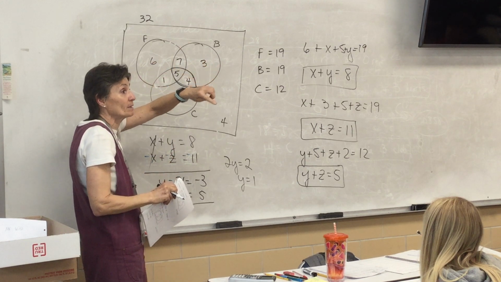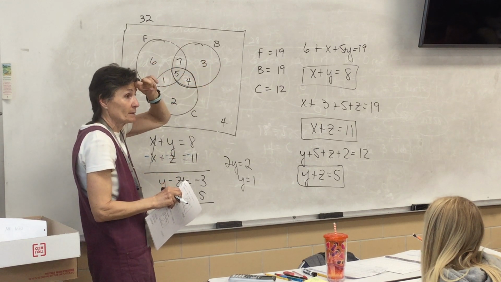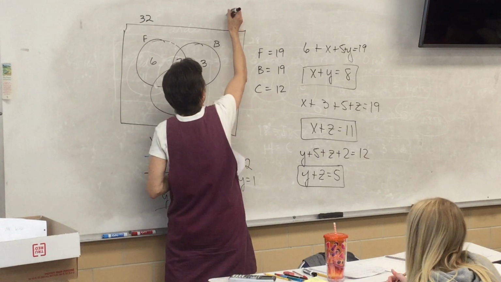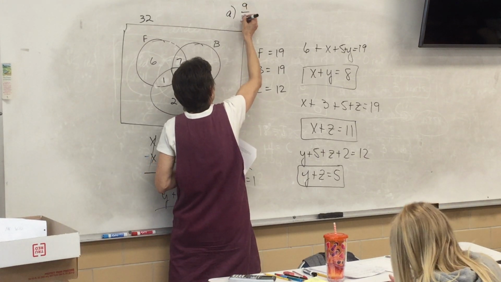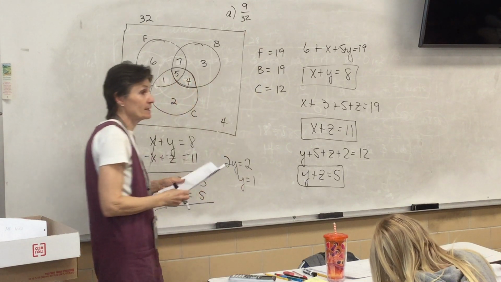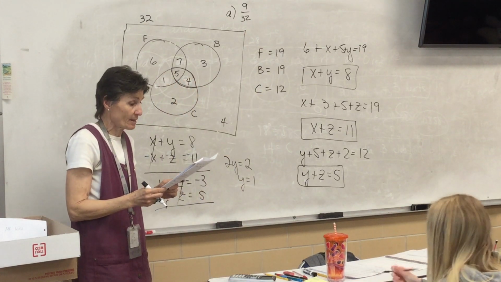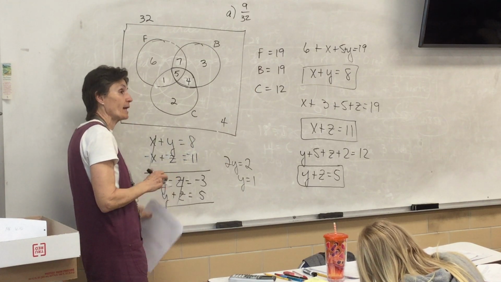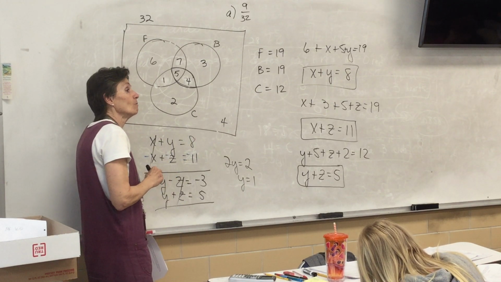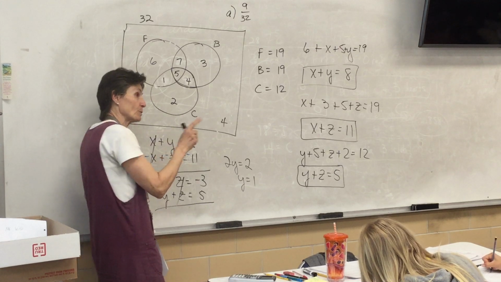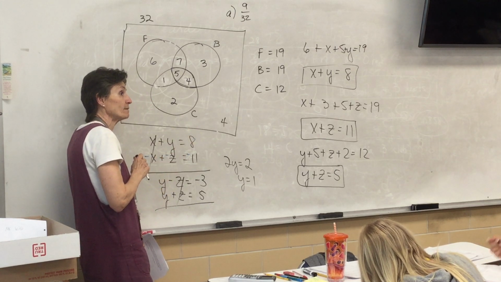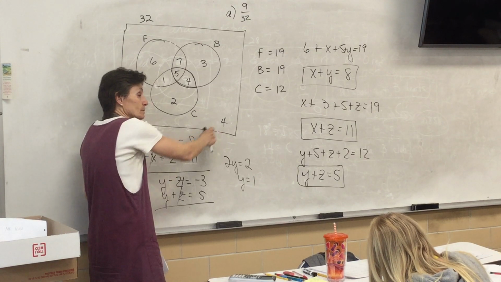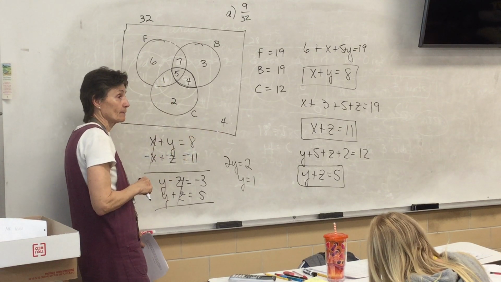It says, what's the probability? So what will the probability be? 9 over 32. Yep, 9 over 32. So the answer to A is 9 over 32. Your probability of getting one of those kids is 9 over 32. How about what's the probability of getting somebody who doesn't like any of them? 4 over 32, which actually reduces to 1/8, because that's 4 out of the 32.